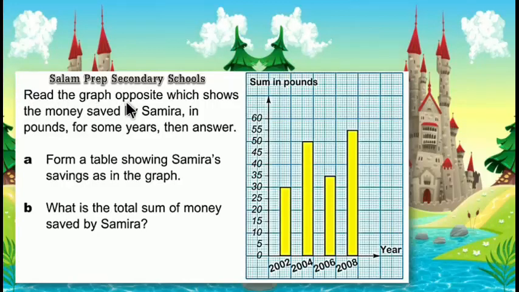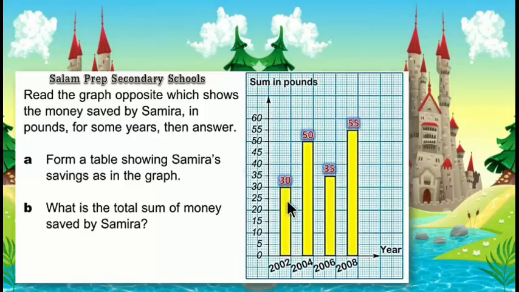Read the graph opposite, which show the money saved by Samira in pounds for some years. Then answer the following. Look at the bar graph. The horizontal axis is labeled year: 2002, 2004, 2006, 2008. The vertical axis is labeled sum in pounds. Okay, start with 0. Its scale jump by 5.